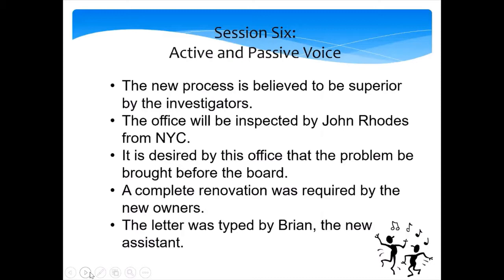Next is, a complete renovation was required by the new owners. To rewrite this sentence in active voice, it can be: The new owners required a complete renovation.